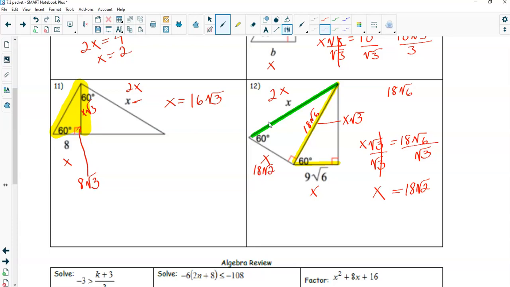To take this and bring it to the hypotenuse, I just double it. So 2 times 18 is what? 36. So that means this is 36 square root of 2. So now I just give my answer. X is 36 square root of 2. Isn't that neat? So there you go. Now you're looking real smart.